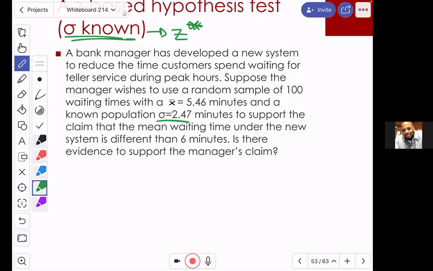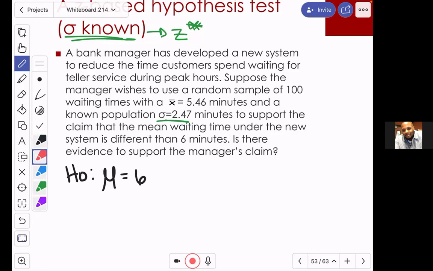So what is the assumed or initial truth before we start the test? What is the mean waiting time going to be right now? 5.46? Try it again, that's a sample. That's what we pulled from the sample. What's the assumed truth though? 6 minutes. We assume that the mean waiting time is 6 minutes. So we start out by saying that the null is mu equals 6 minutes.